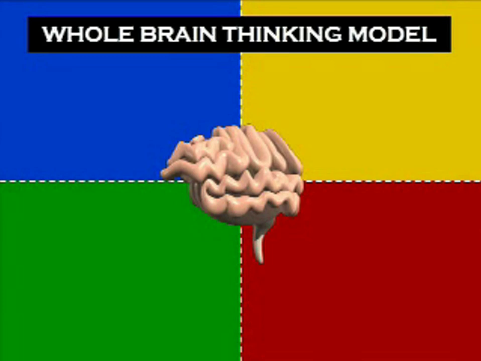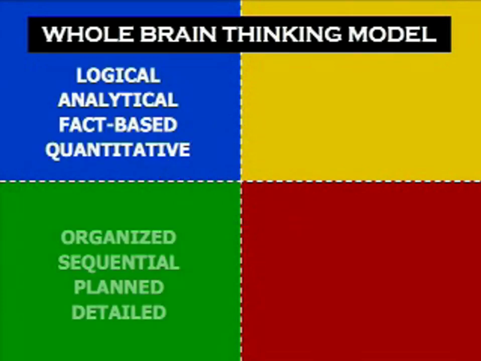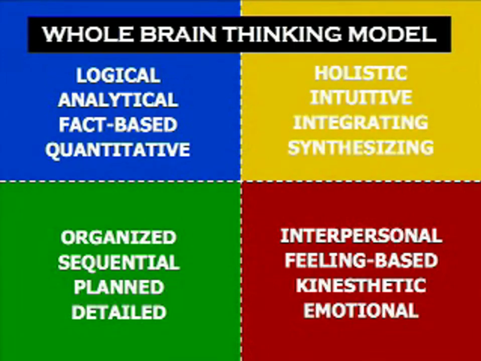Which do you prefer? The blue, logical, analytical, fact-based, quantitative mode? The lower left green, organized, sequential, planned, and detailed? The lower right interpersonal, feeling-based, kinesthetic, or emotional? Or the upper right holistic, intuitive, integrating, and synthesizing? Most of us have preferences that straddle these 4 quadrants, but we definitely prefer some over others.